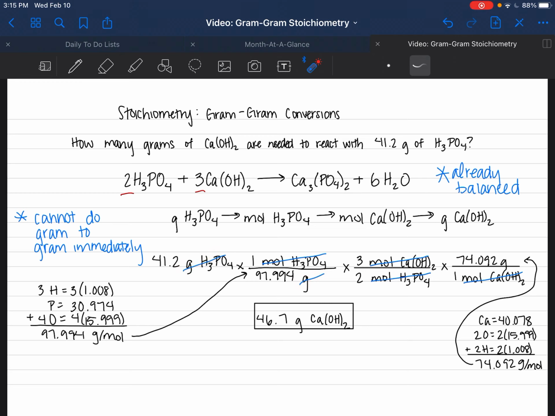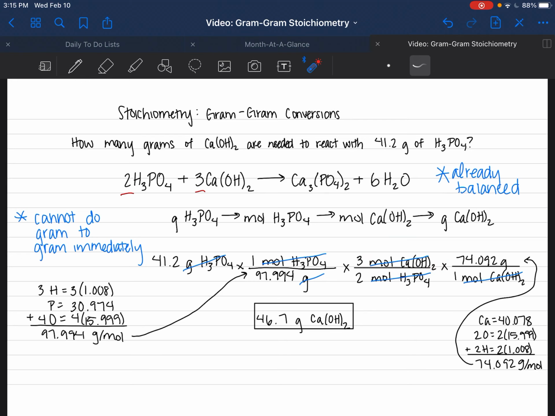Now we go from the moles of phosphoric acid to the moles of calcium hydroxide. How do we do that? We look at our balanced equation. So 2 moles of phosphoric acid goes with 3 moles of calcium hydroxide. So notice I put the phosphoric acid on the bottom, on the denominator, so that these two would cancel out. So now we have moles of calcium hydroxide at the top.